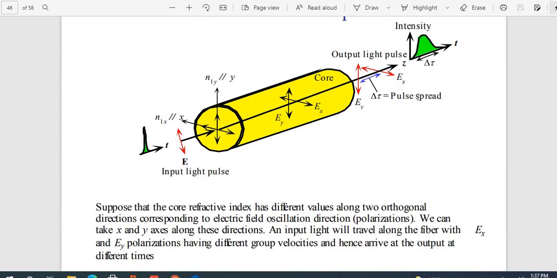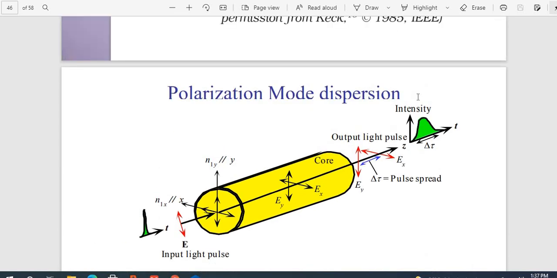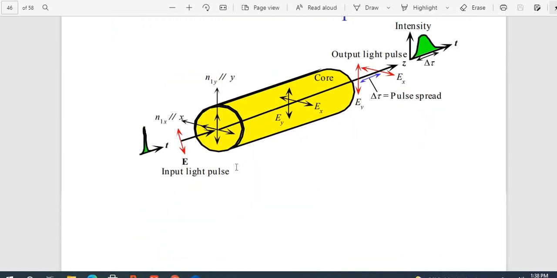This is actually the polarization mode dispersion. This is occurring because of the polarization mode phenomena. Likewise, if you want to see the next part, how it is going to work, we will see in this way. So see here, the diagram of it.